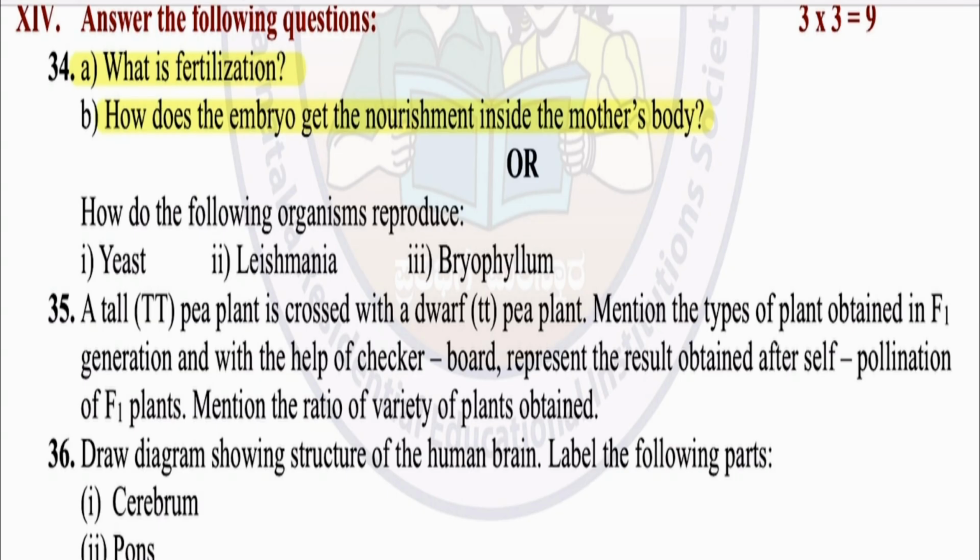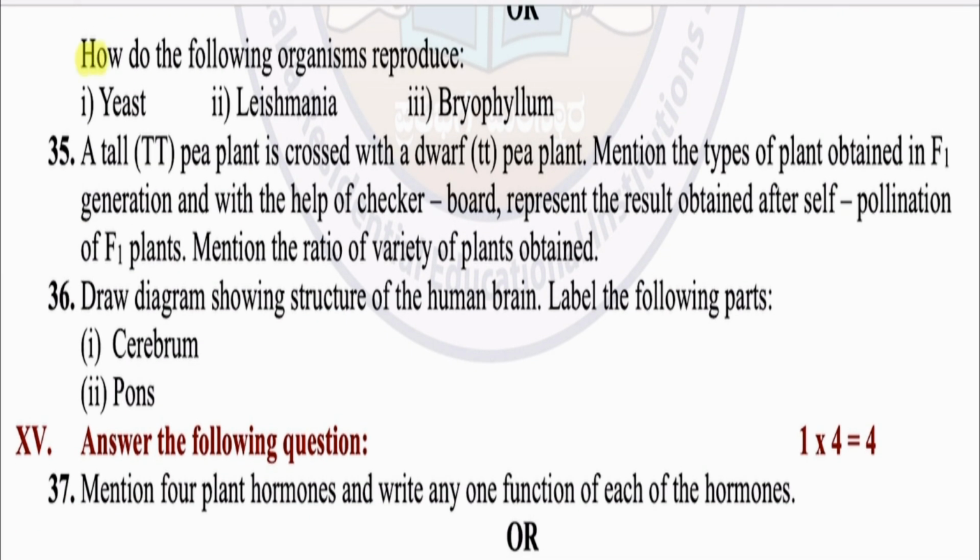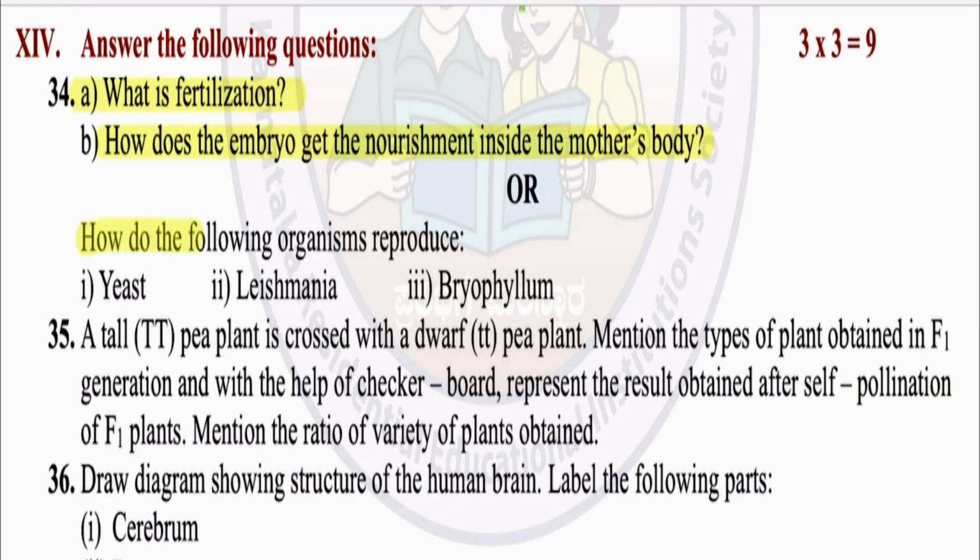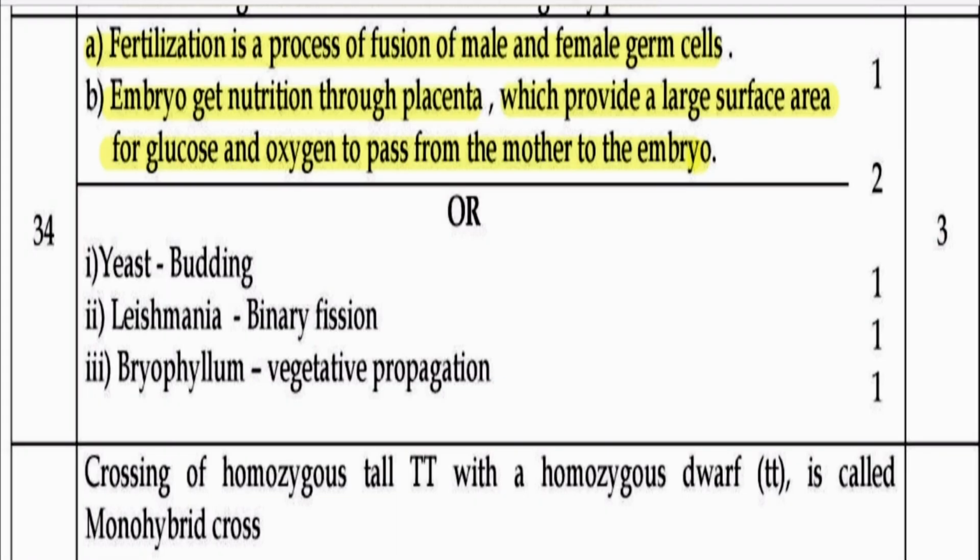Our optional question: how do the following organisms reproduce? First yeast, second Leishmania, third Bryophyllum. Yeast reproduces by budding, whereas the second, Leishmania, by binary fission, and the third, Bryophyllum, by vegetative propagation.